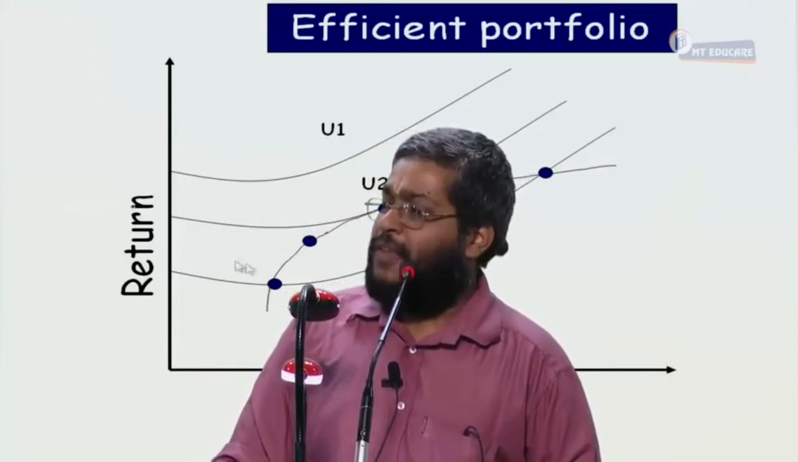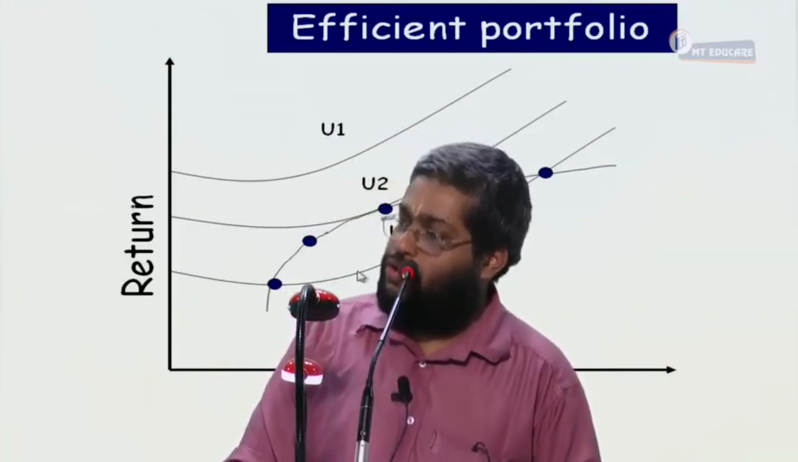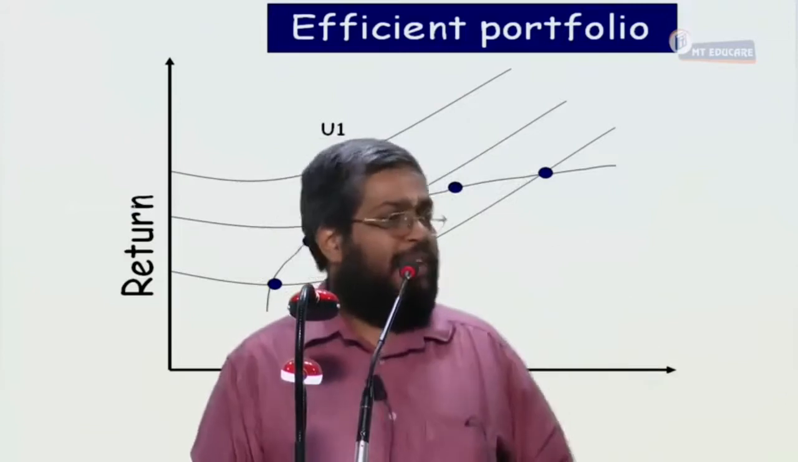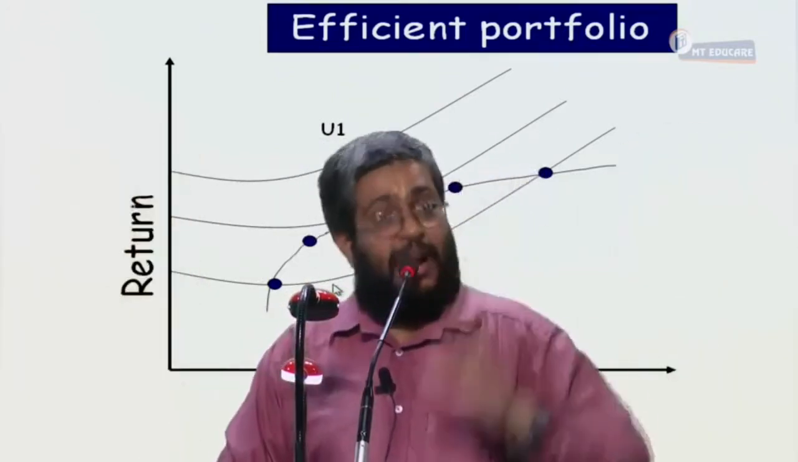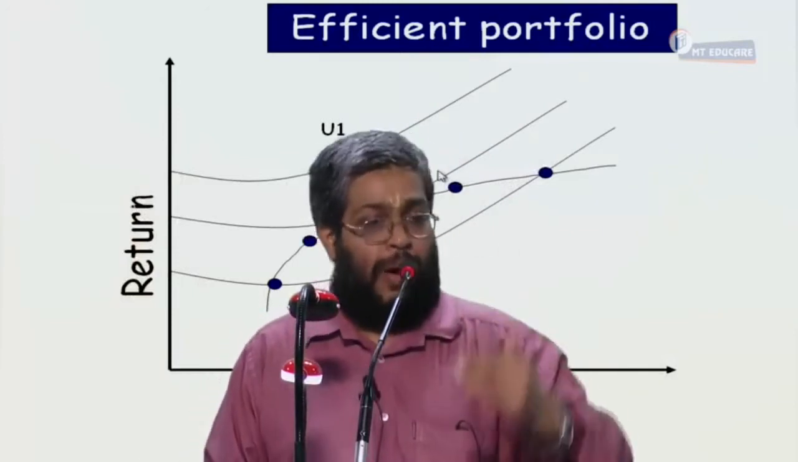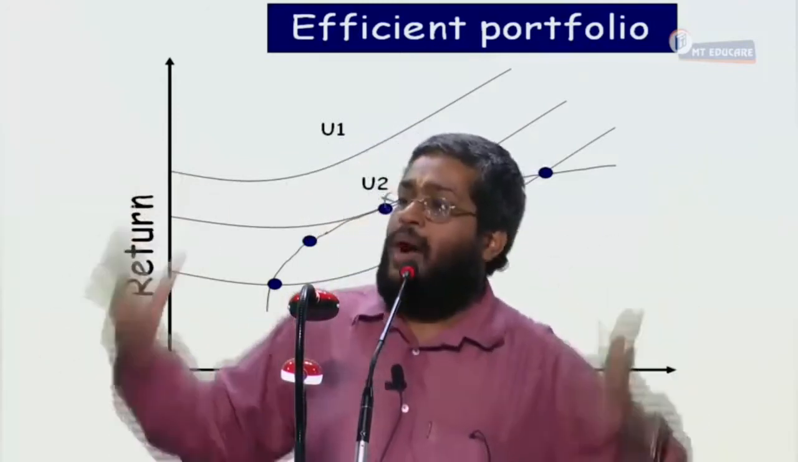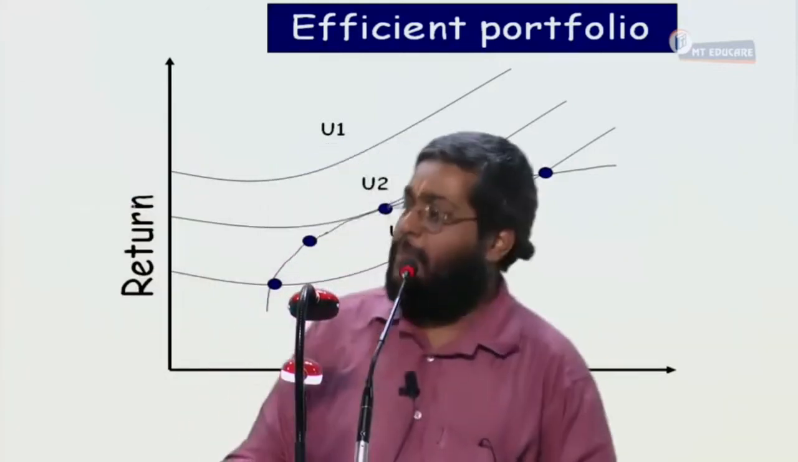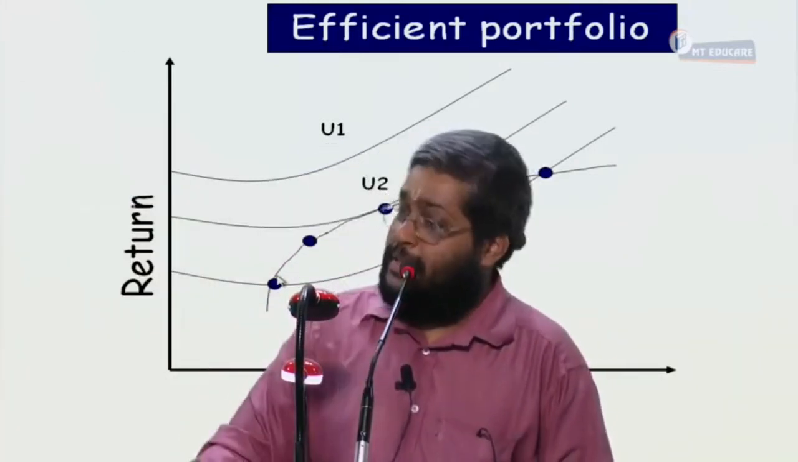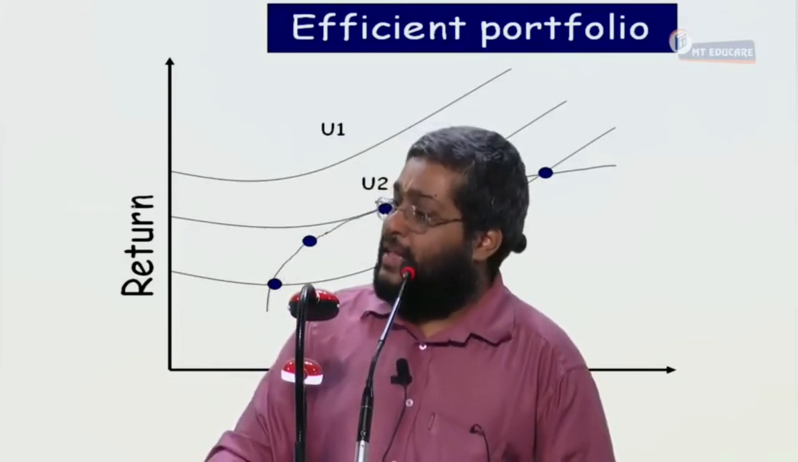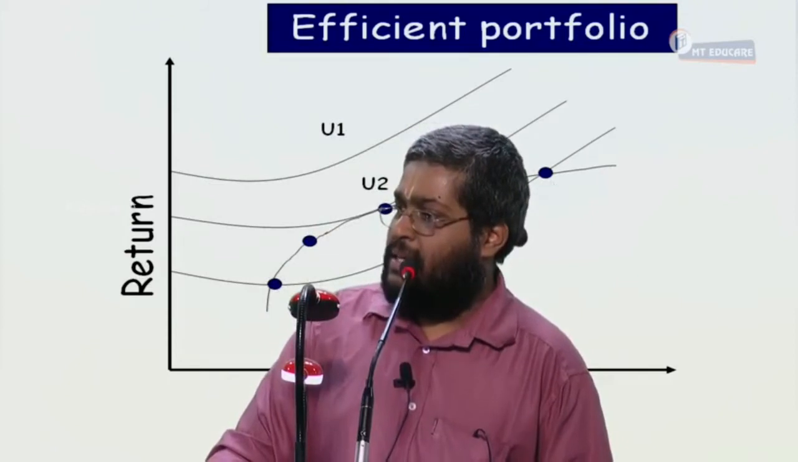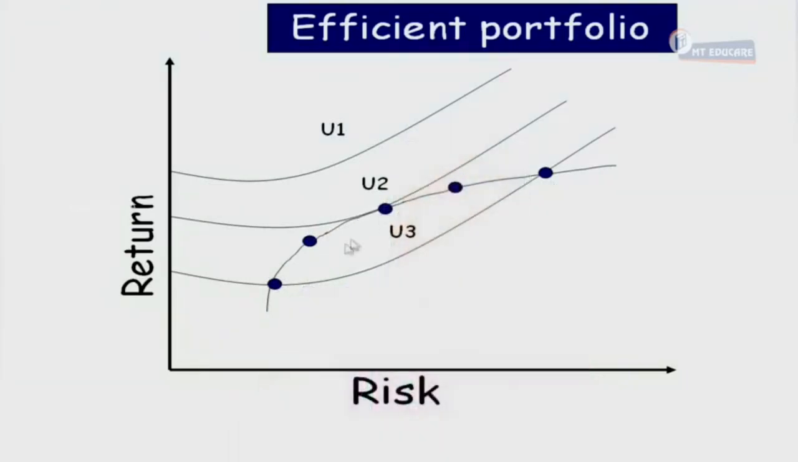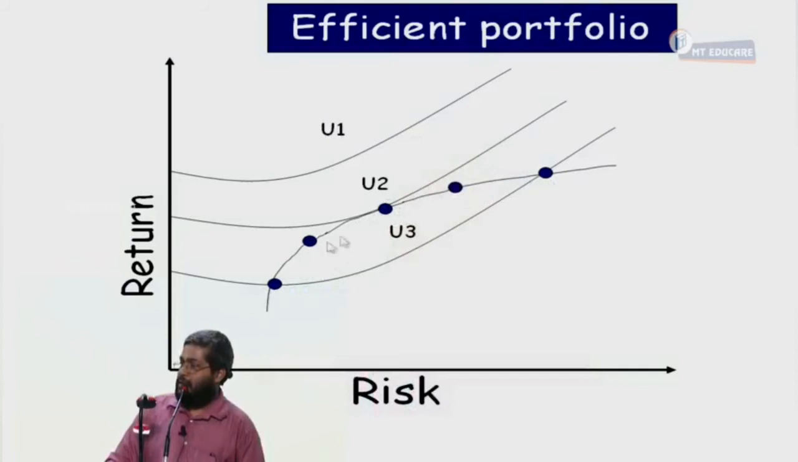Then onwards, after U2, I may have U3, U4, U5, U6. All those curves will touch my efficiency frontier not once, but twice. U1 does not touch at all. U2 touches once. U3 touches twice. U4 twice, and so on. Now tell me, in the efficiency frontier, in this example, there is security 3, there is security 6, and security 5.